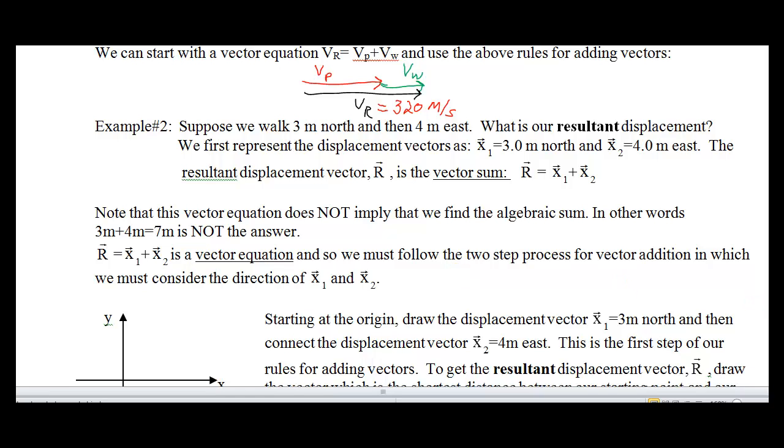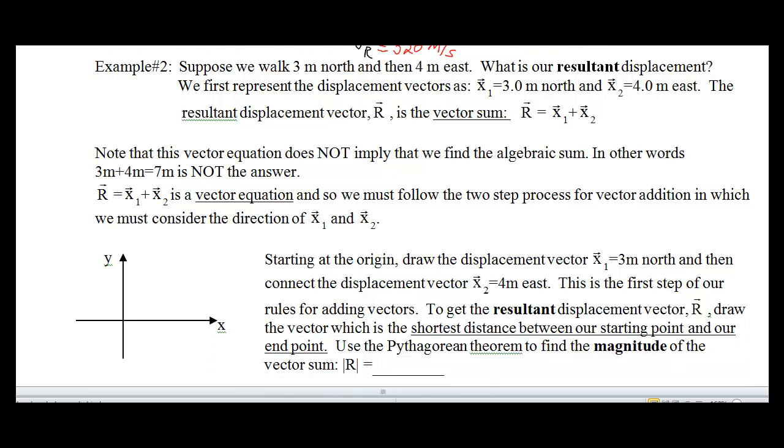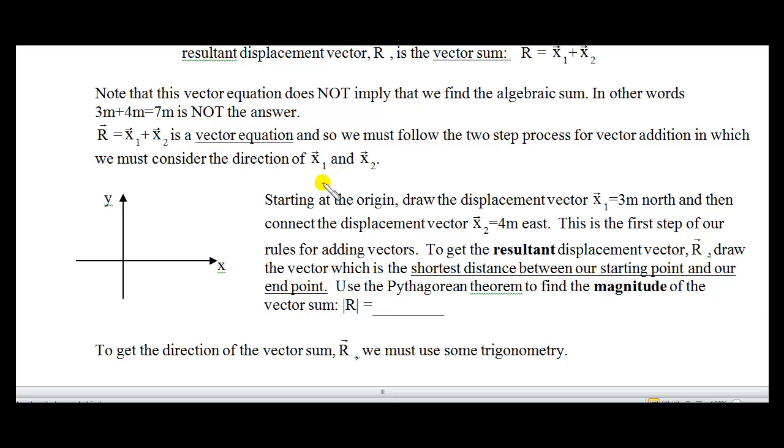So let's take a look at this in terms of the coordinate axis, and that's going to be our reference system right here. And first I want to see if you can come up with a solution. And here's the direction stated very explicitly so that you can follow the course of action here. Starting at the origin, right here, we're going to draw the displacement vector x sub 1 equals 3 meters north. And then we're going to connect the displacement vector, the second one, x sub 2, 4 meters east, connecting tail to head, the first step. This is the first step of our rules for adding vectors.